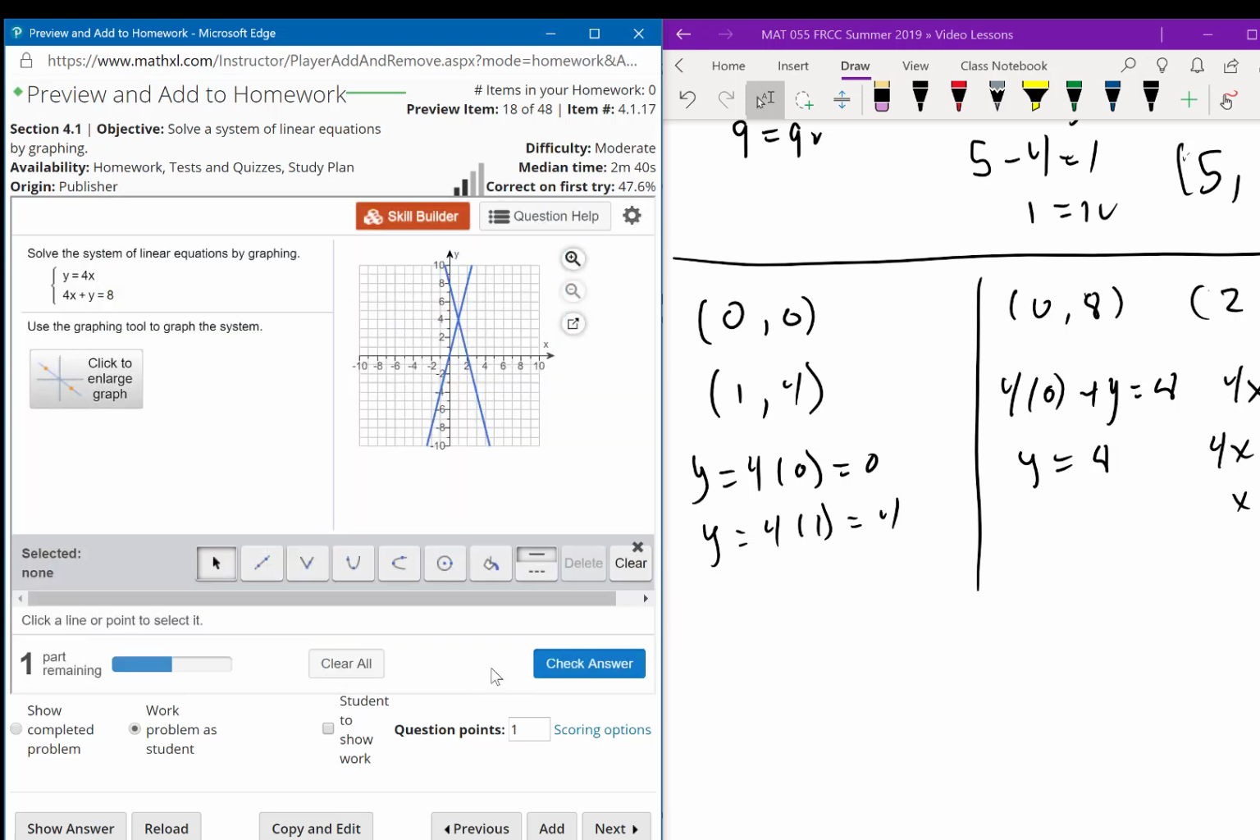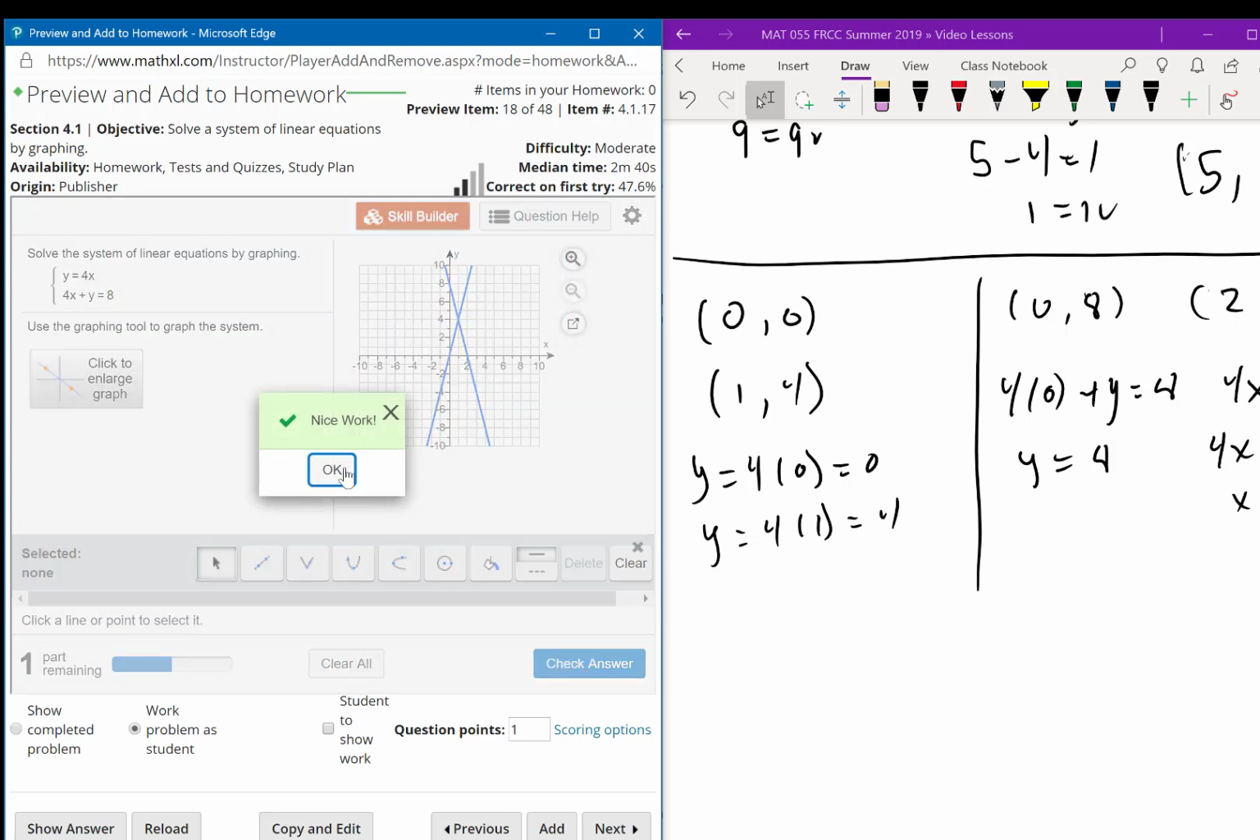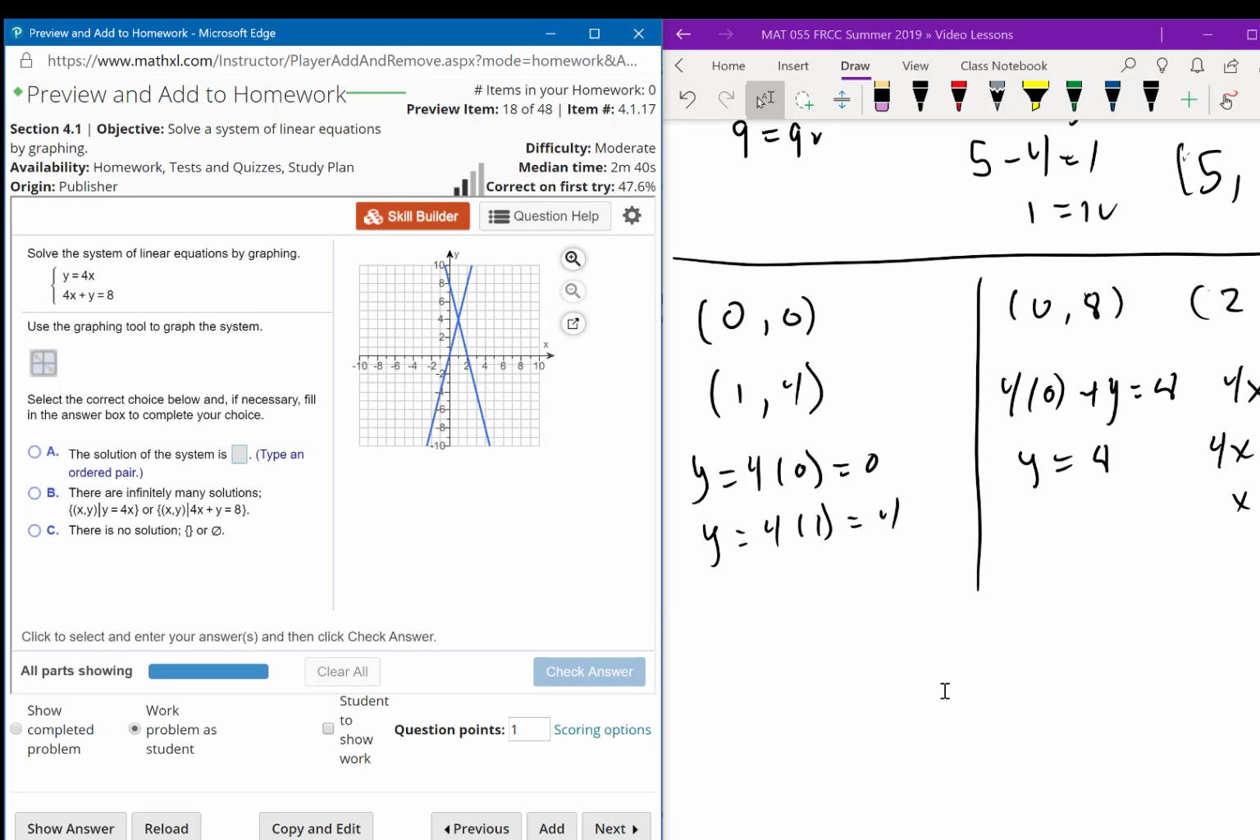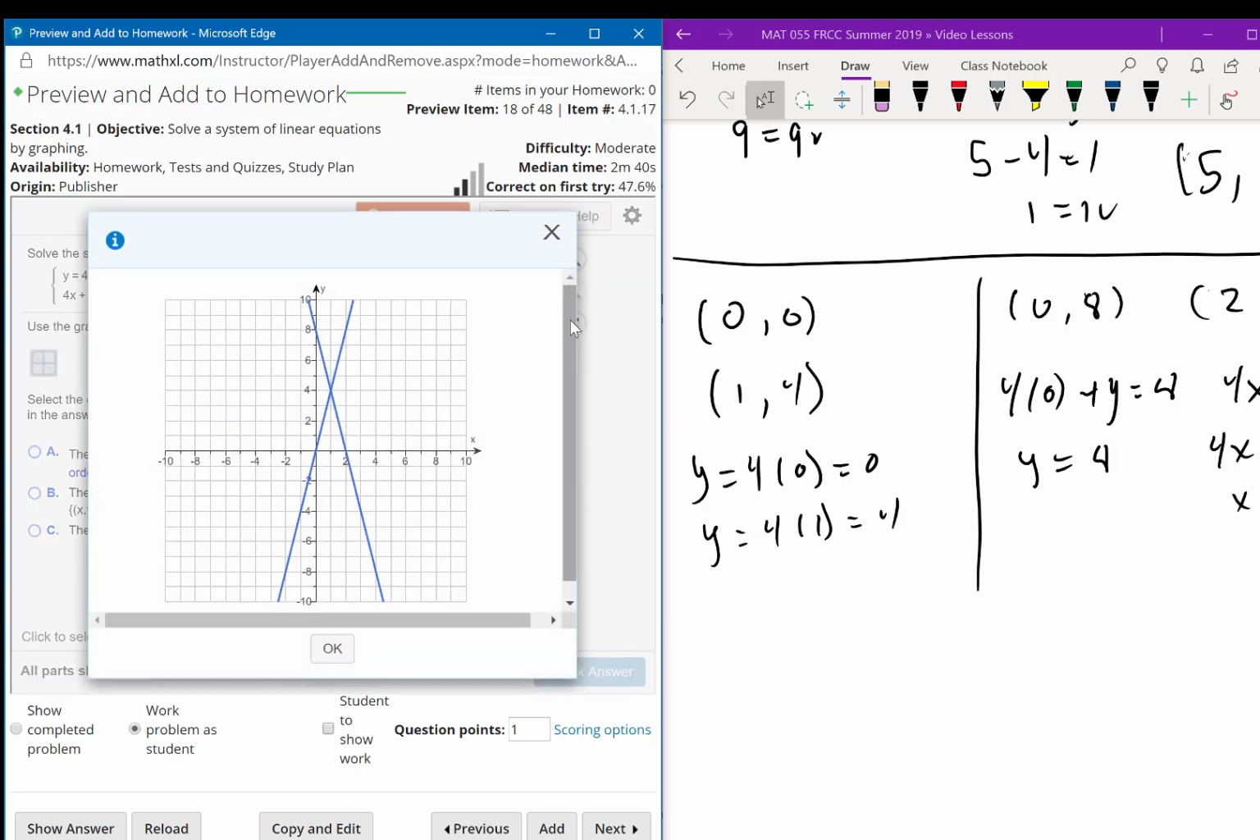We'll save that. Check our answer. Okay. Nice to know we got the graph right. So again, we just come back over here and find the intersection, and it looks like at this point, x is going to be 1 and y is going to be 4. So 1 comma 4.